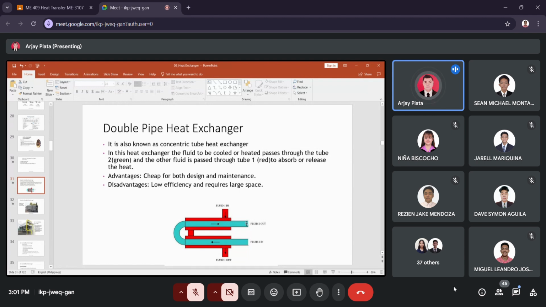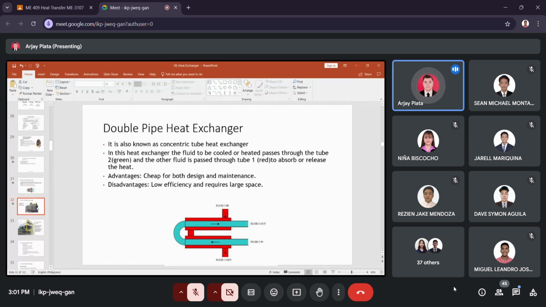So as you can see, the flow is counter flow. The fluid on the green or inside the tube is flowing opposite the fluid on the pipe or outside the tube. So there will be a heat exchange. The advantage of this type is that it is cheap for both design and maintenance. The disadvantage is low efficiency and it requires large space.